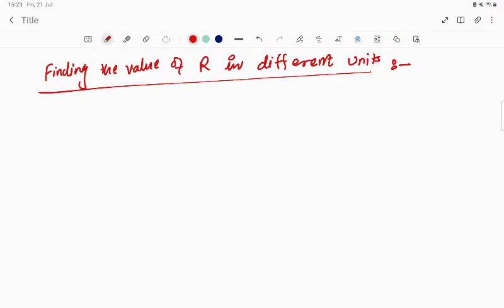Hello students, let's see one problem. Sometimes a student gets confused. And what is the problem? The problem is finding the value of R. R means universal gas constant in different units.